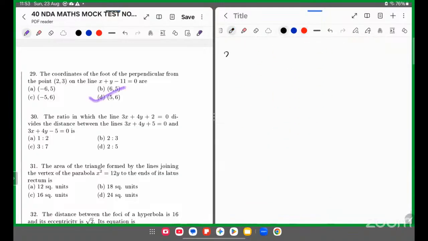Question number 30. The ratio in which the line divides the distance between the line 3x plus 4y plus 5 and 3x plus 4y minus 5 equal to 0.